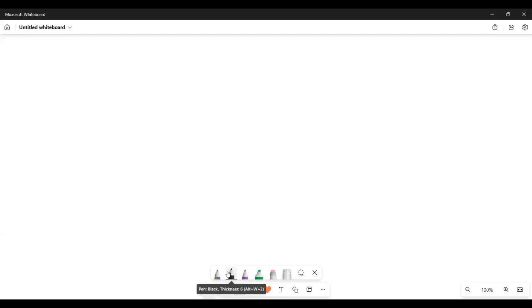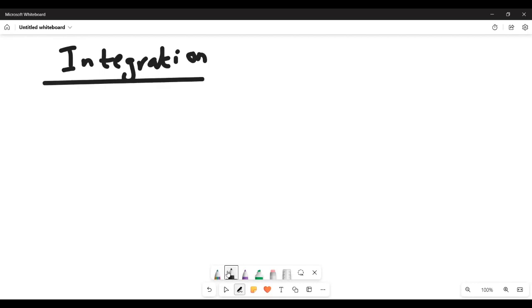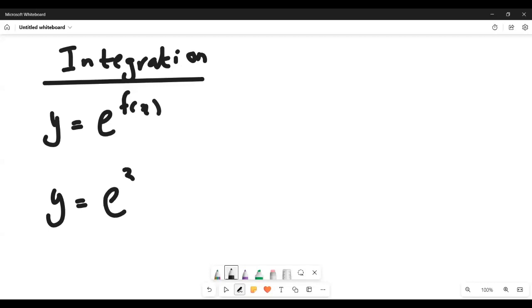We're continuing the topic of integration that we started yesterday. Let's quickly recap the two cases we discussed yesterday. One of which was y equals e power fx. First, I'm going to consider fx to be a linear function. So the example could be y equals e power 3x plus 1.